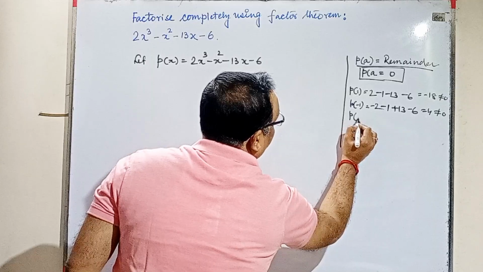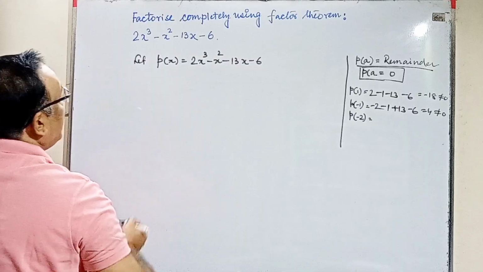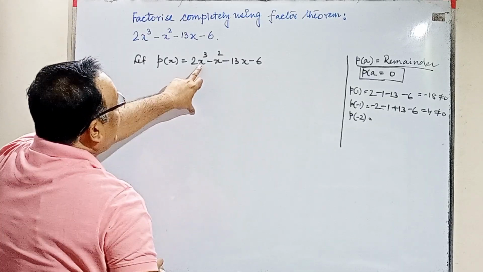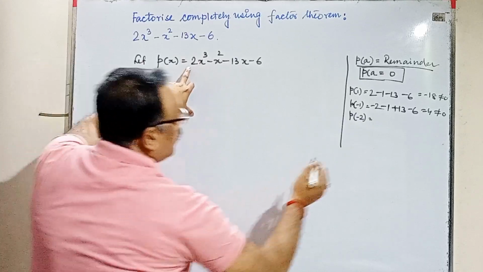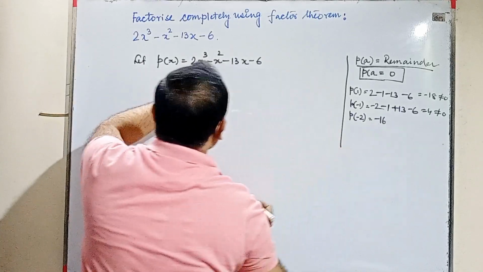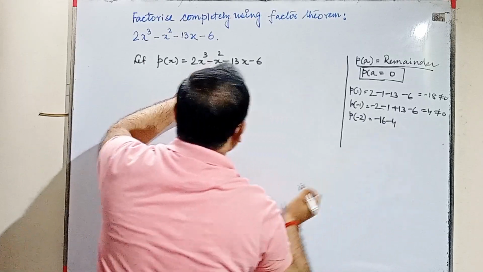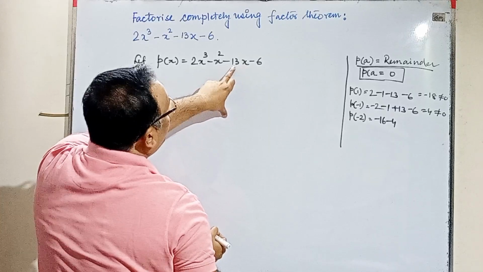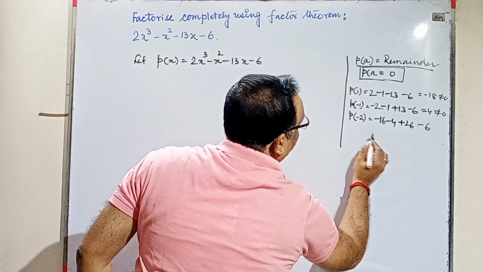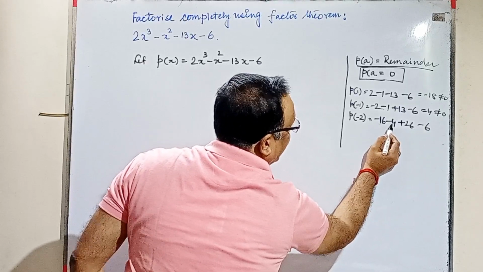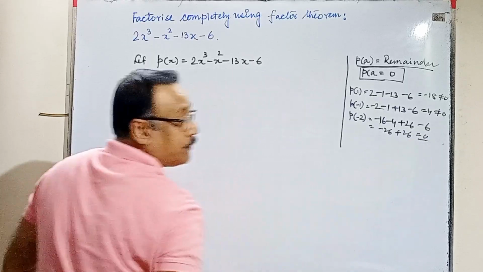So you can keep on trying. Now I'm trying to check with minus 2. If I check with minus 2, what am I getting? Minus 2 whole cube is minus 8, minus 8 into 2 is minus 16. Minus 2 square is plus 4, and with the minus sign, minus 4. Minus 2 into minus 13 is plus 26, minus 6. So minus 16 minus 4 is minus 20, minus 6 is minus 26. Minus 26 plus 26, that is 0.